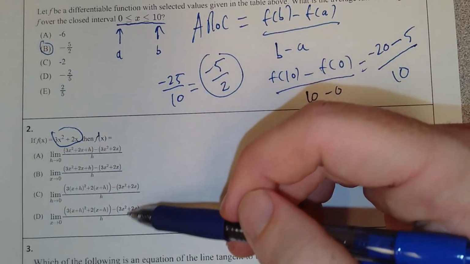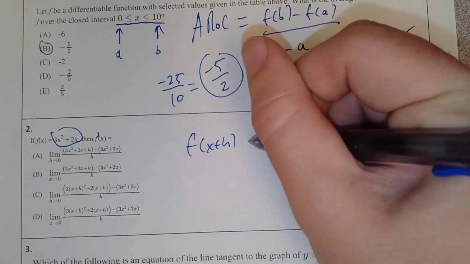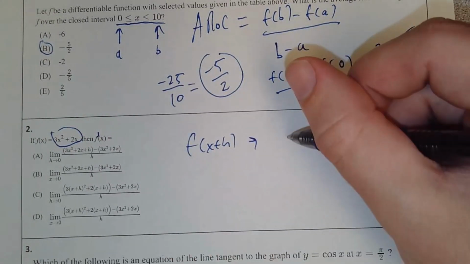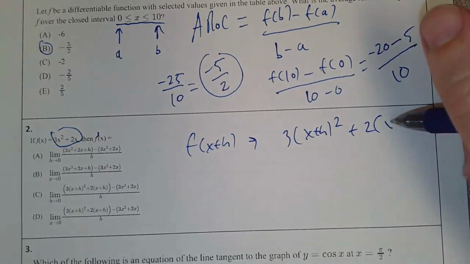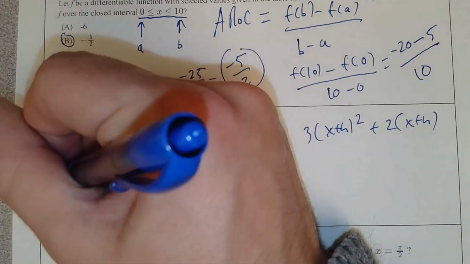Like they all have the minus each one. They all have this written correctly. Remember when you do f of x plus h, that's going to be the left side, right? You're literally putting x plus h in for x. So it's going to become 3 times (x plus h) squared plus 2 times (x plus h). And the only one that does that correctly is C.